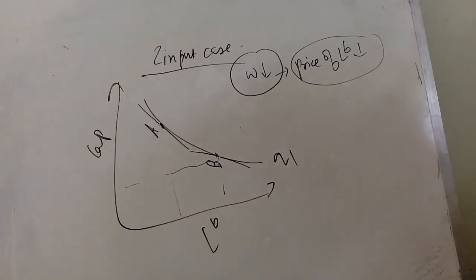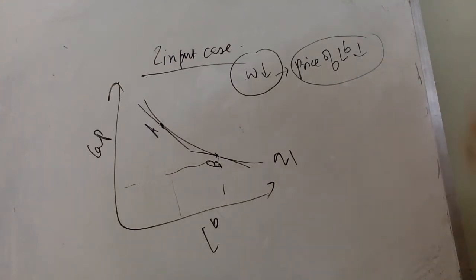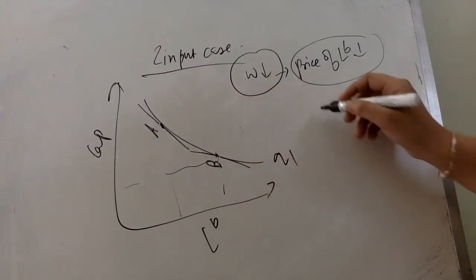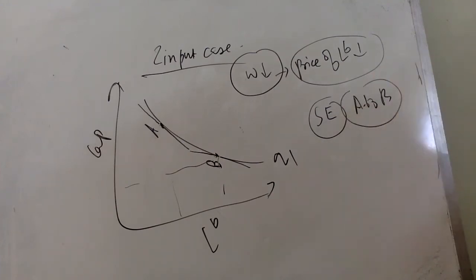Now as the wage rate falls, the price of labor falls, and my labor demand will rise. This is called the substitution effect. The movement from A to B is called substitution. I'm simply substituting between the various factors here.